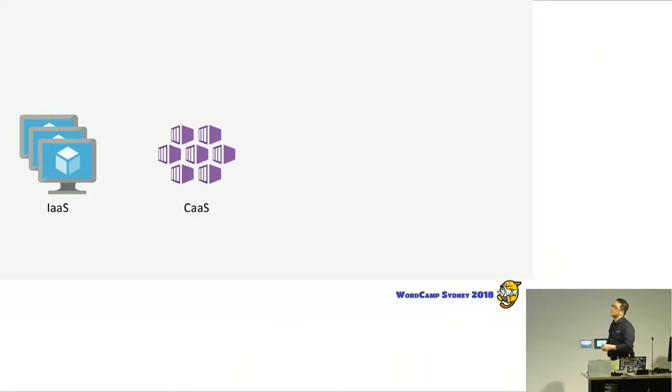But think about this container approach. We can call it container as a service, or CaaS. Then we don't have to worry about the server maintenance, right? The cloud service provider offers a server environment. On top of that, we are just using containers to host our applications, including WordPress. In this case, we don't have to worry about the server maintenance, which is more convenient than before.